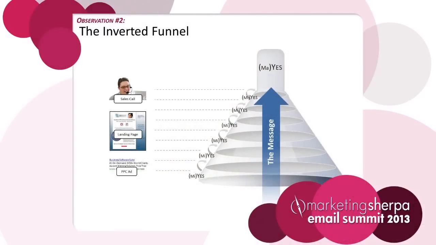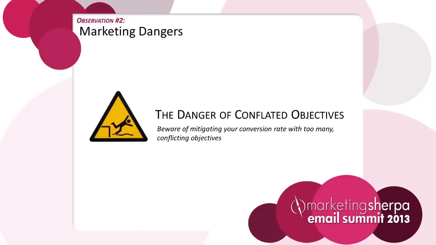Even in the sales call, or if there is one, sometimes you close online, sometimes you don't, but there's this whole series of macro yeses. And one of the greatest dangers we can have is conflated objectives, not getting that sequence right. Now, I did this before.